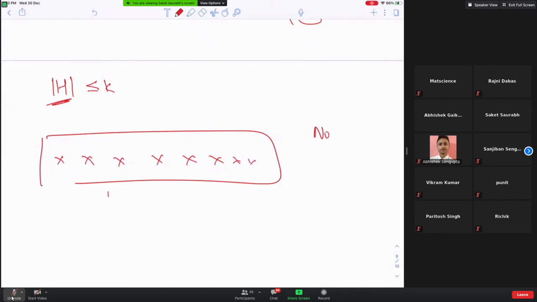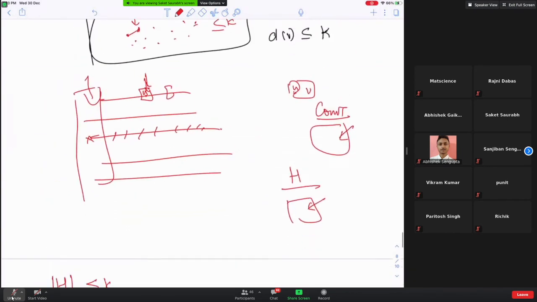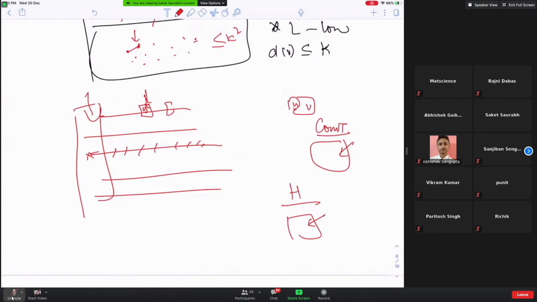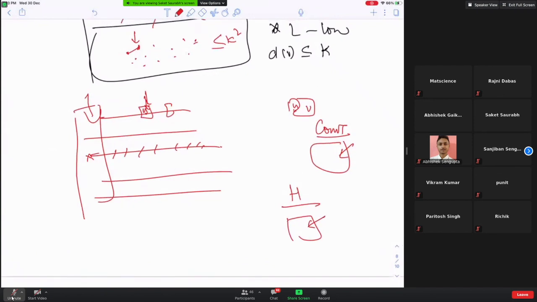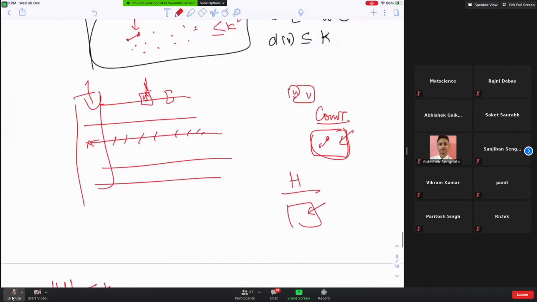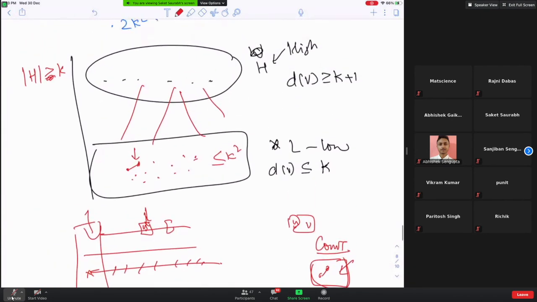That's up to K vertices I have output. Now I count edges with both endpoints being in low. If the number of edges is more than K square, then I again say no. So now suppose the number of edges is at most K square. What do I want to output? I want to output all the endpoints of these edges. This is all that I want to do.